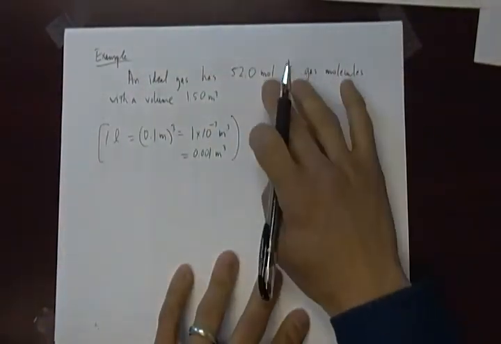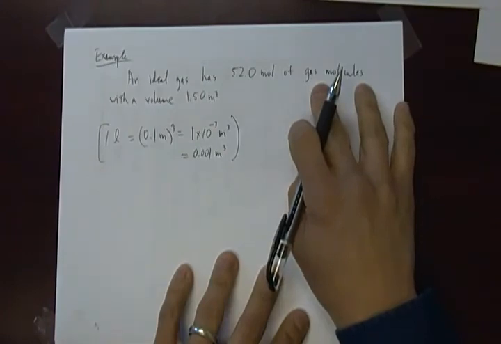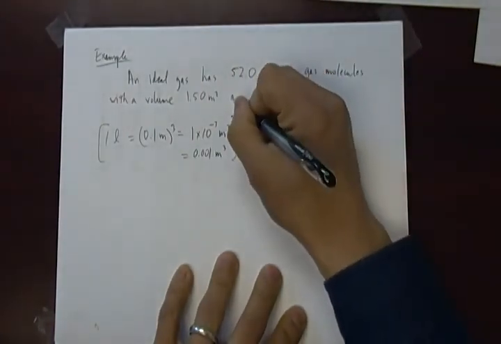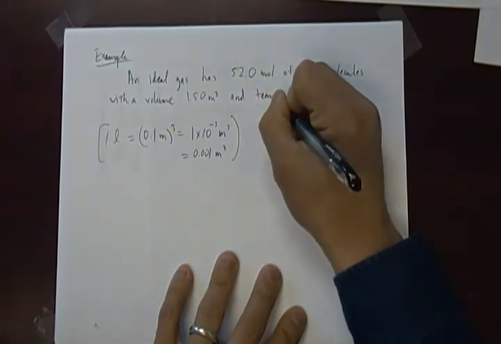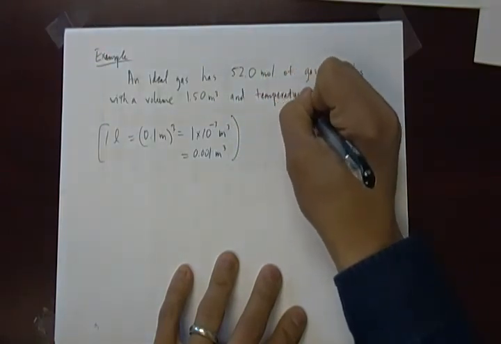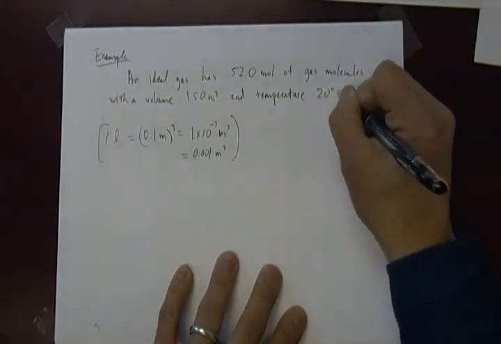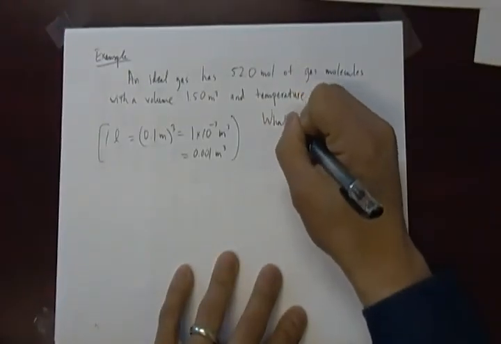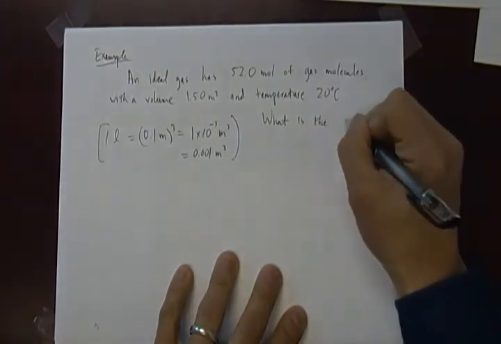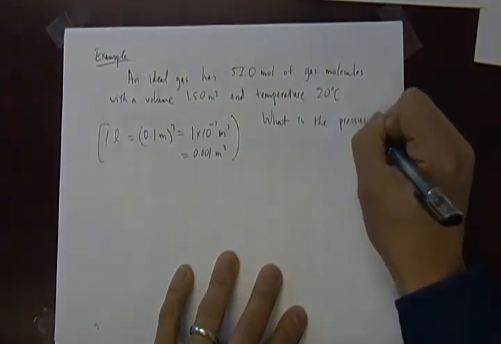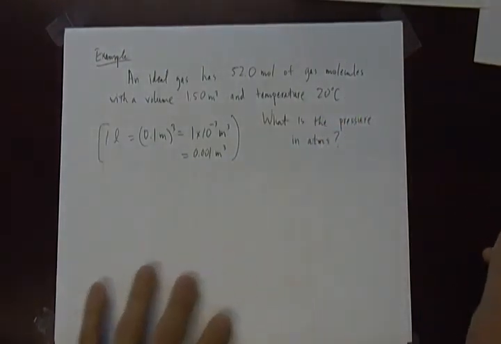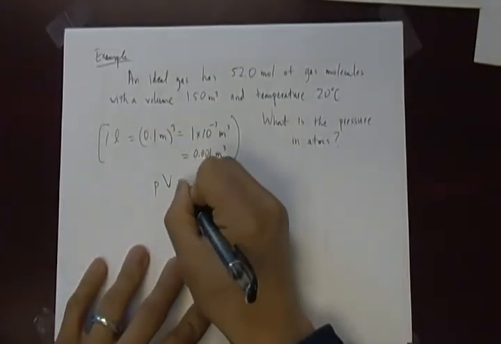The ideal gas, 52 moles of gas molecules with a volume 1.5 cubic meters, and temperature of 20 degrees Celsius. And the question is, what is the pressure? Let's say in units of atmospheres. Okay? So we'll use the ideal gas law.